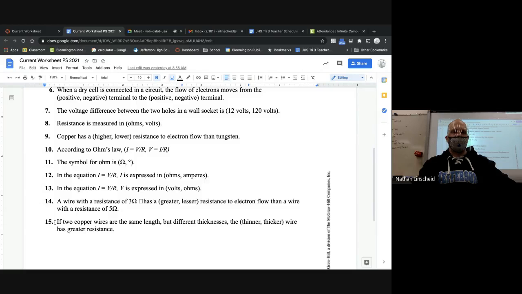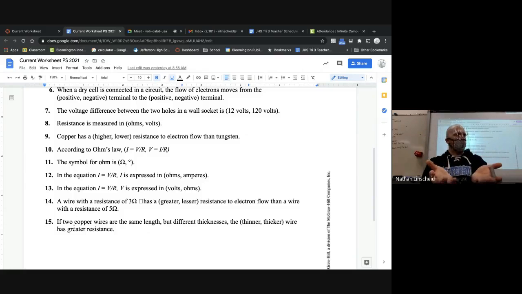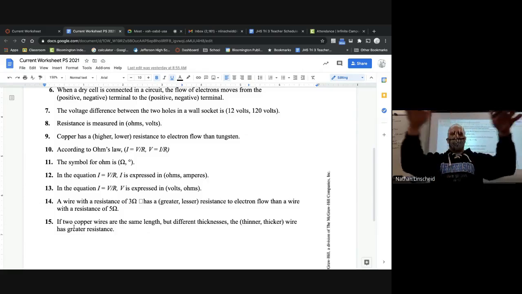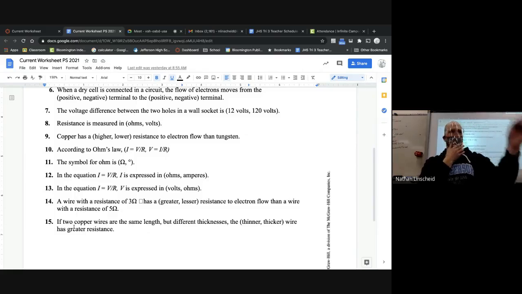And then number 15, if 2 copper wires are the same length but different thicknesses, the thinner or thicker wire has a greater resistance. Thinner, yeah, the thinner a wire is, the more resistance it has, because it doesn't have as much surface area on the outside of the wire for the electrons to flow. So, you know, they're bumping into each other more often. If I have a thicker wire and they travel on the outside of it, there's just more real estate.